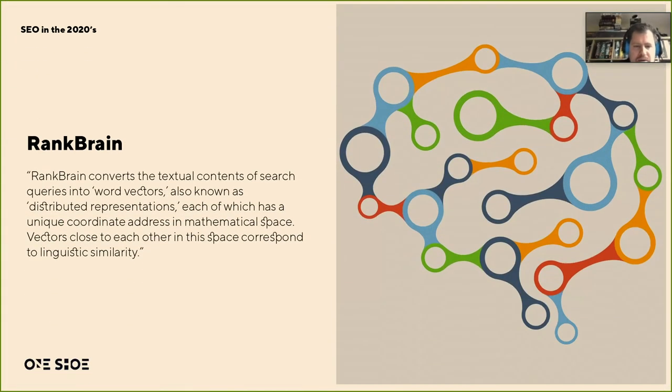Then comes the big abracadabra from Google itself, RankBrain. Like it says, RankBrain converts the textual contents of search queries into word vectors, also known as distributed representations, each of which has a unique coordinate address in a mathematical space. Vectors close to each other in the space correspond in linguistic similarity. That's a big mouthful.